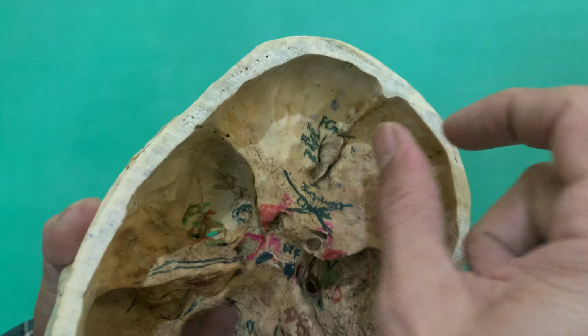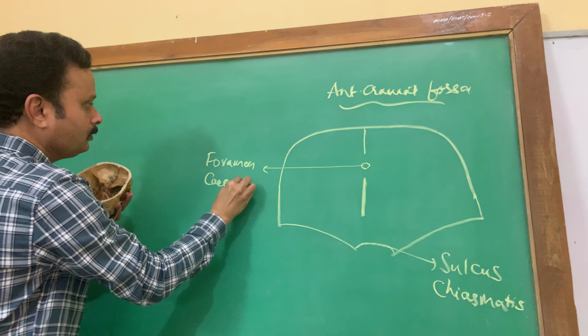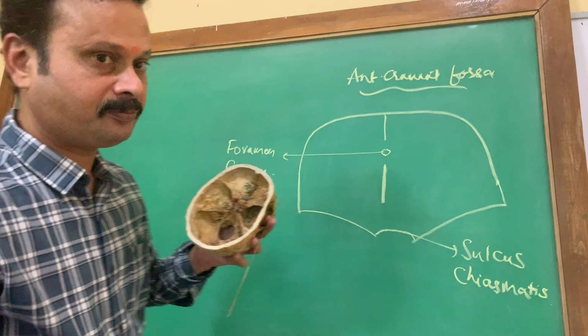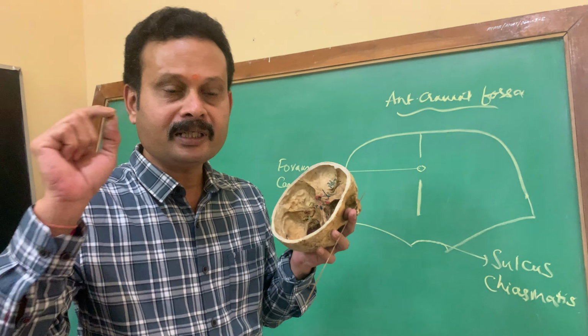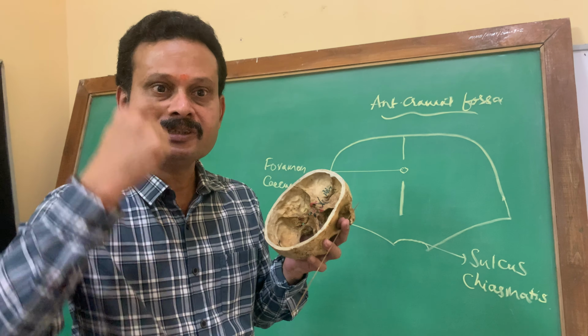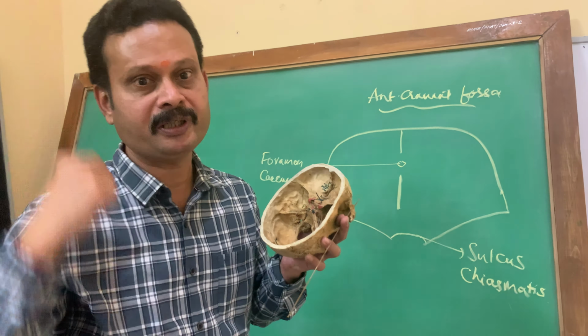This is a crista galli. There may be a foramen here. That foramen has to be blind, hence named foramen cecum. It does not transmit any structures, but if it transmits a structure, that has to be an emissary vein. That emissary vein connects the nasal veins with the superior sagittal sinus.